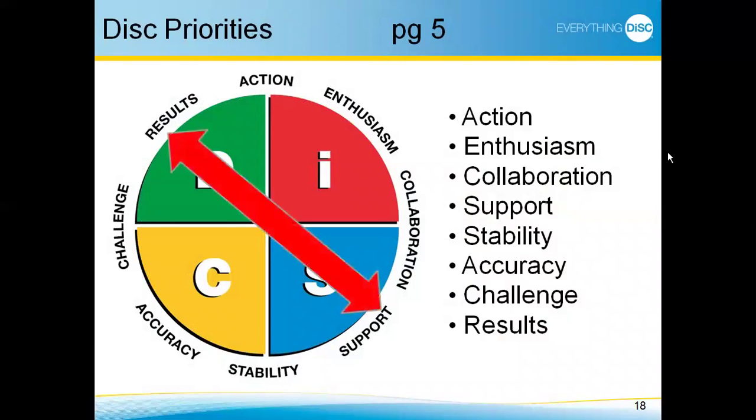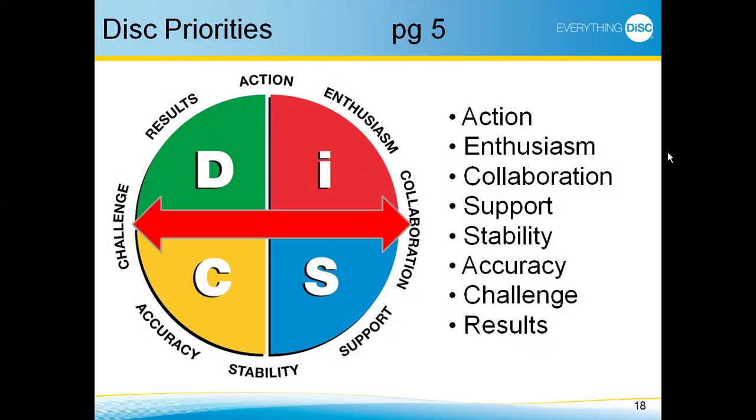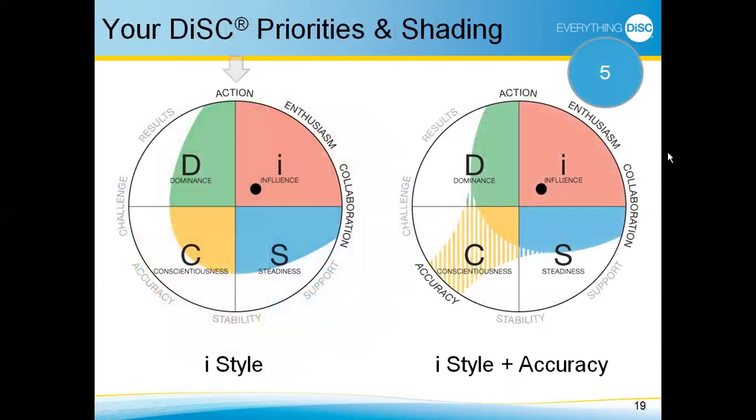So, if you're a D, remember that results and support will tend to clash. If you're a C, remember that accuracy and enthusiasm will tend to clash. If you're a CD, remember that challenge and collaboration will tend to clash. If you're a CS, remember that action and stability will tend to clash. Wherever you are on the DiSC, you will probably have one primary priority and two secondary priorities, which are on either side of your primary priority.